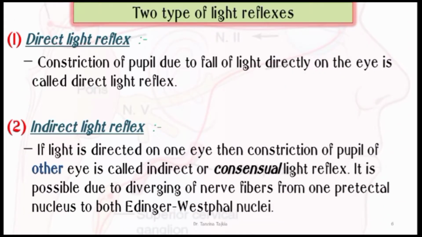At first, the direct light reflex. Constriction of the pupil due to light falling directly on the eye is called the direct light reflex. Indirect light reflex means that if light is directed on one eye, then constriction of the pupil of the other eye is called the indirect or consensual light reflex. It is possible due to diverging of nerve fibers from one pretectal nucleus to both Edinger-Westphal nuclei.